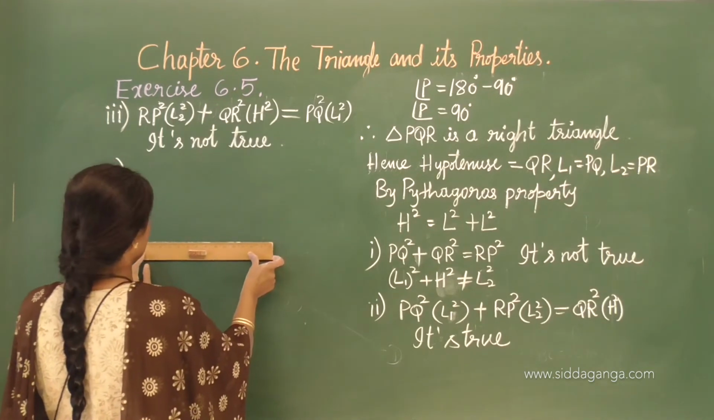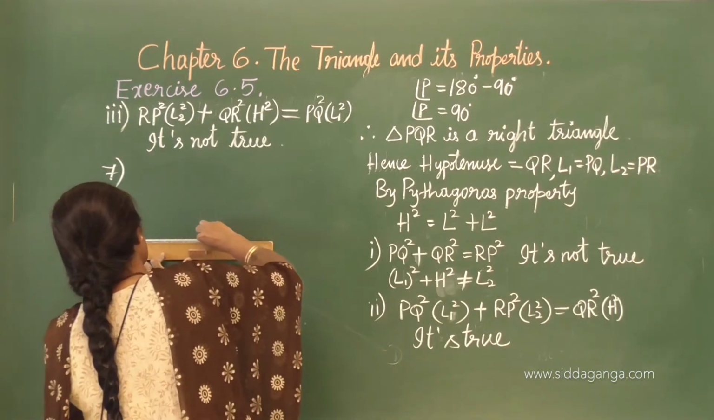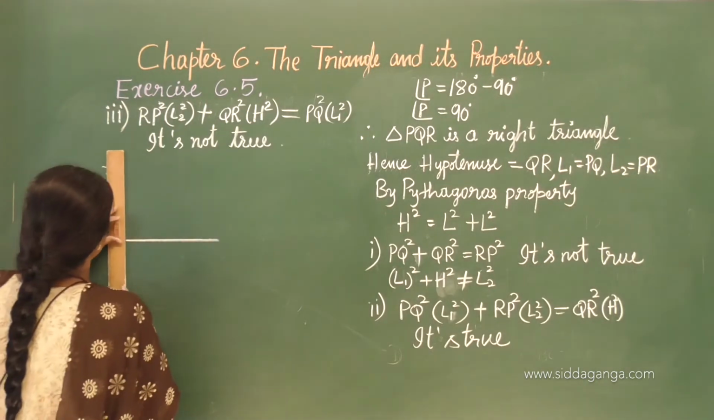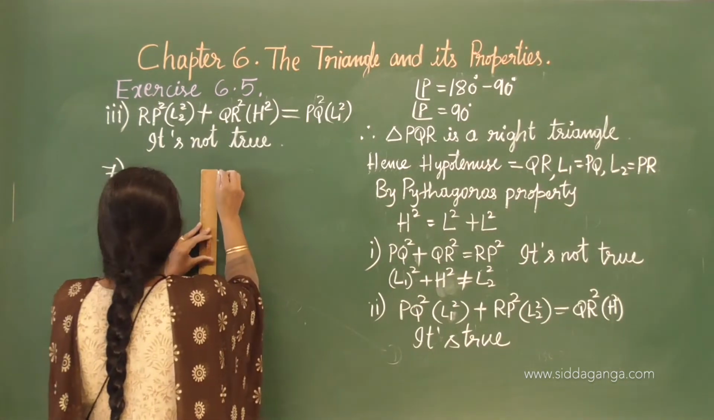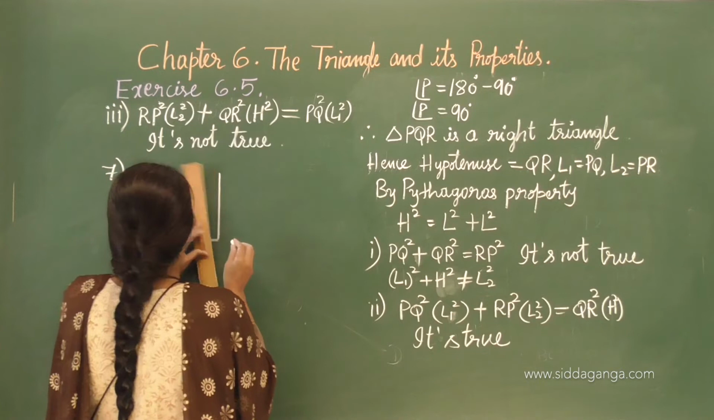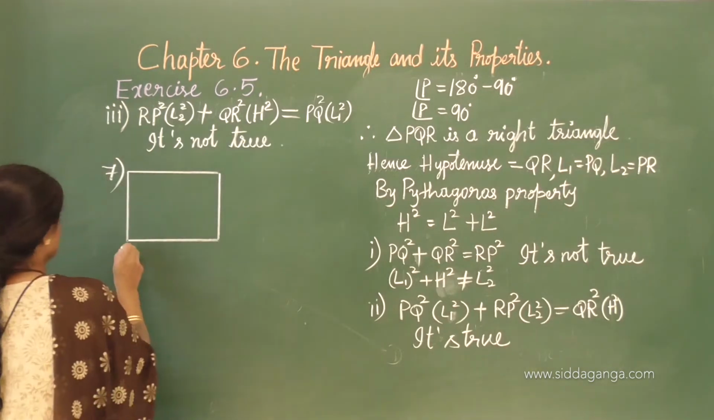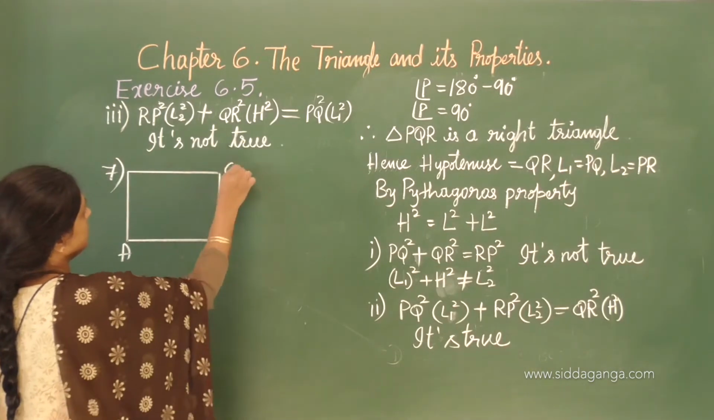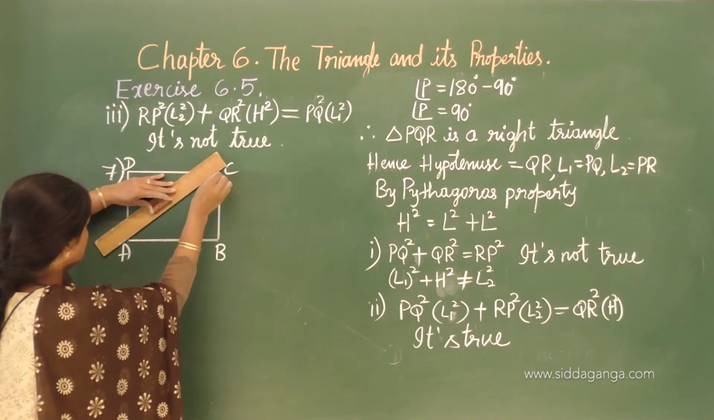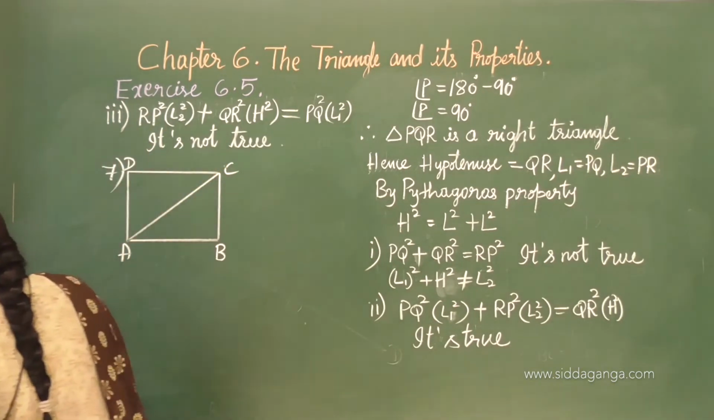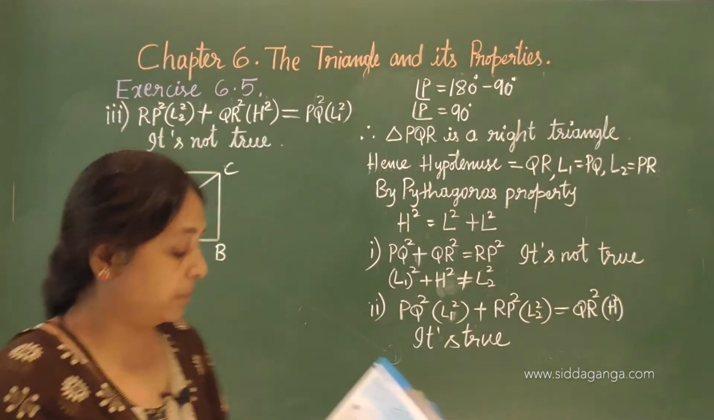Given is a rectangle. We know the special characteristics of a rectangle: the opposite sides are equal, and all the four angles are right angles. Okay, so this is A, B, C and D. So consider diagonal AC. We have two equal lengths and two equal breadths.